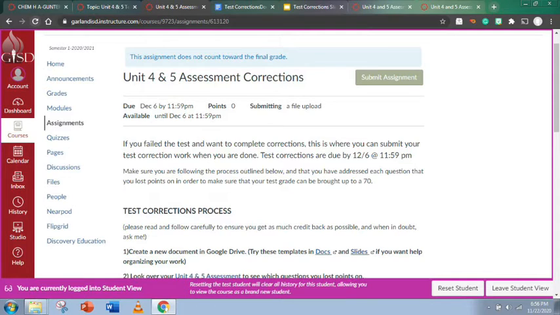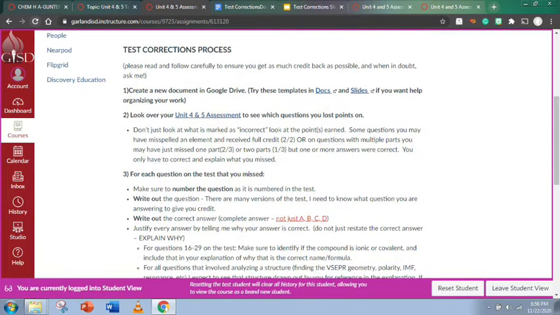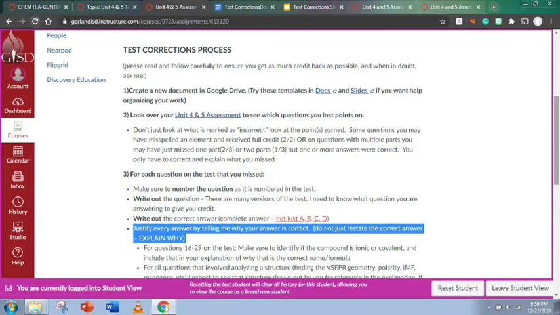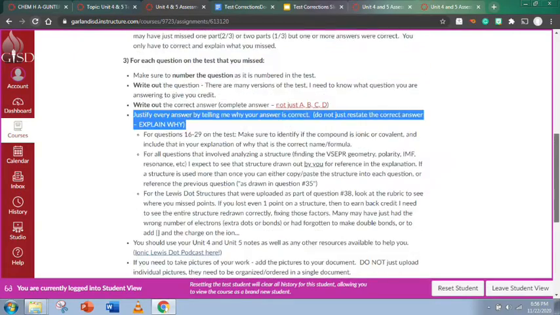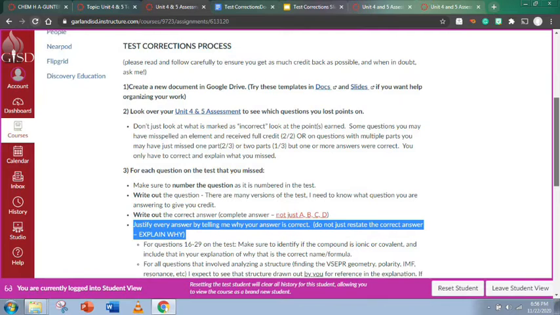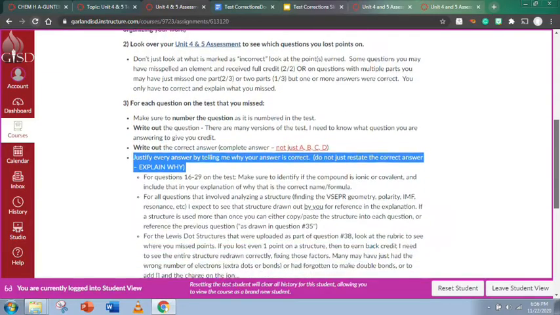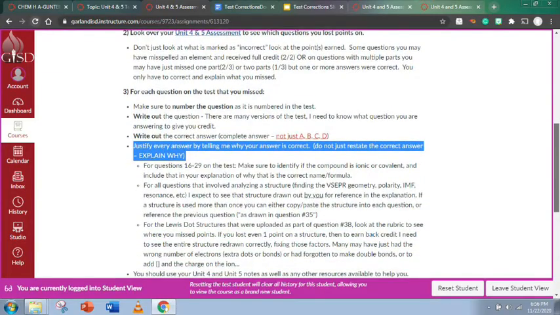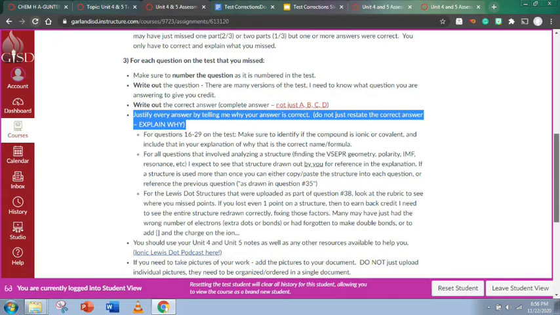This is where all of your instructions are, going over that general process of creating a Google document, looking over your test, and then making sure to analyze each of those questions by writing out the question, the right answer, and then justifying it. So I go into a lot more detail here, and hopefully you've taken the time to read over that already, because I am going to go into a little more detail in some places, but not on all of the basics here. So make sure that you have read this. This is going to be really helpful.